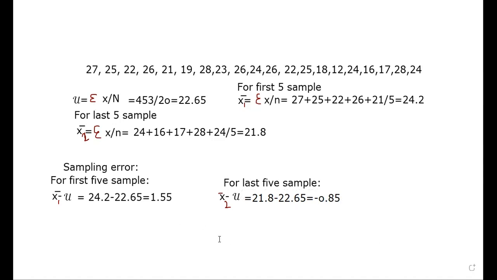So the sampling error for the first 5 samples is 1.55 and for the last 5 samples is minus 0.85. So sampling error shows that if you take any specific sample, it will not exactly represent our population. And to what extent it will be distributed will be determined by standard deviation. So this is all about sampling error. Thank you.